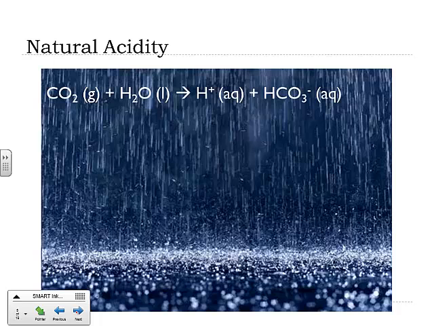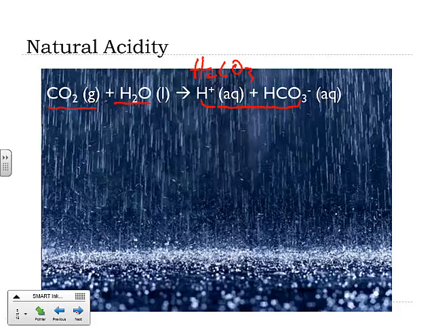So, natural acidity of rain. We already said in previous lectures that CO2 is naturally present in the atmosphere. It's not bad to have CO2. CO2 is responsible for the greenhouse effect, and the greenhouse effect in its proper amount is a good thing. Without it, we'd have a really cold planet. And we said that CO2 is an acid anhydride, so if I add water to it, I get H2CO3. And another way of saying that is I get H+ and HCO3-.